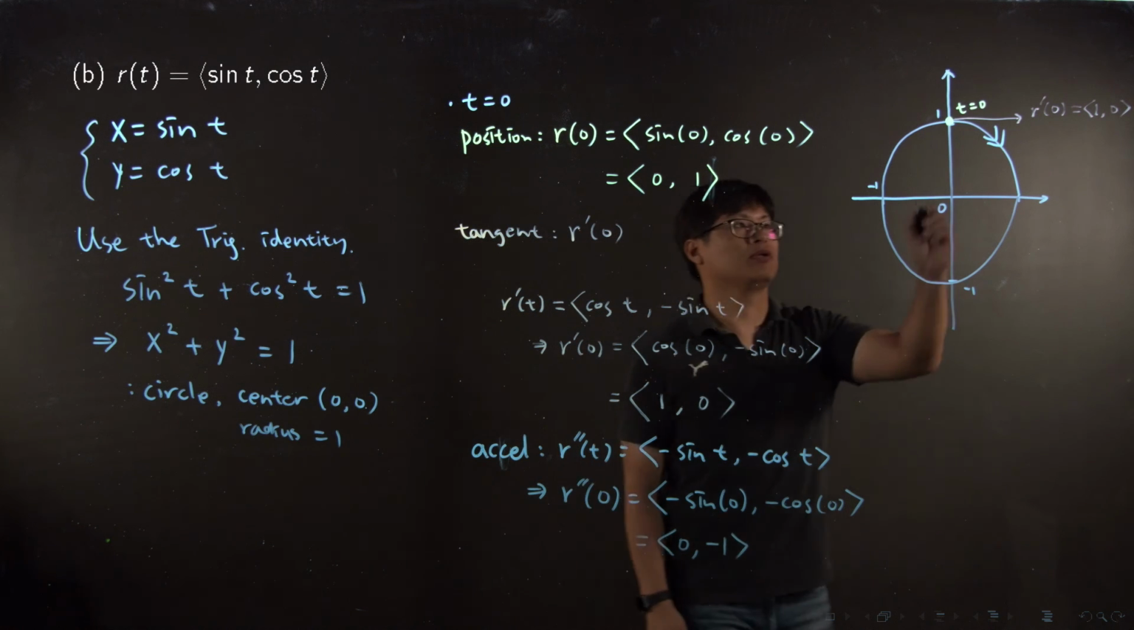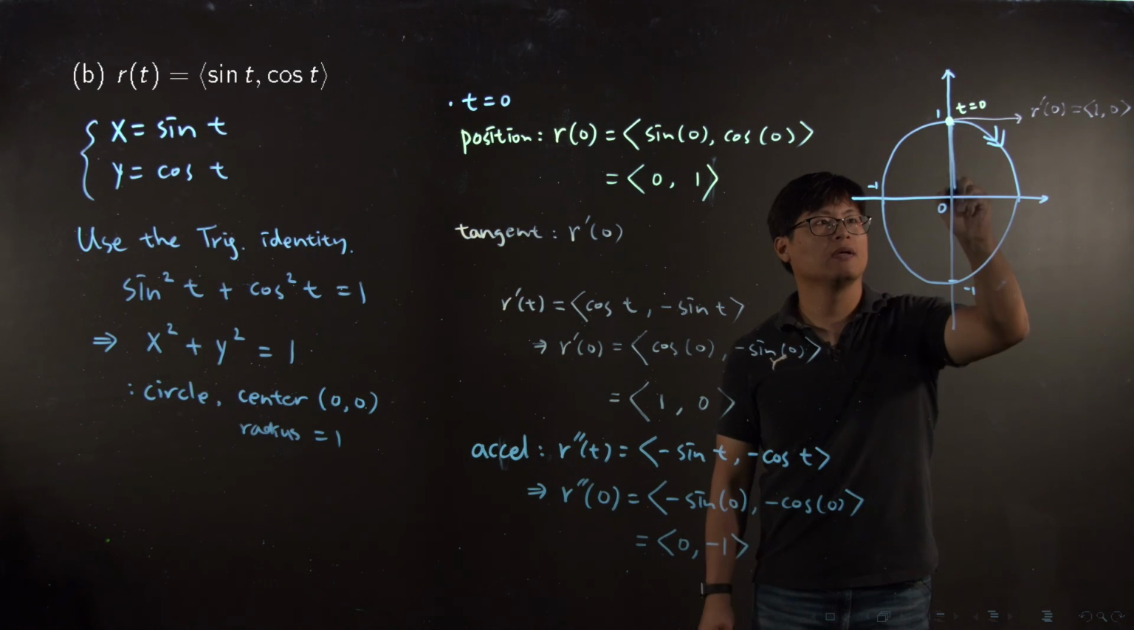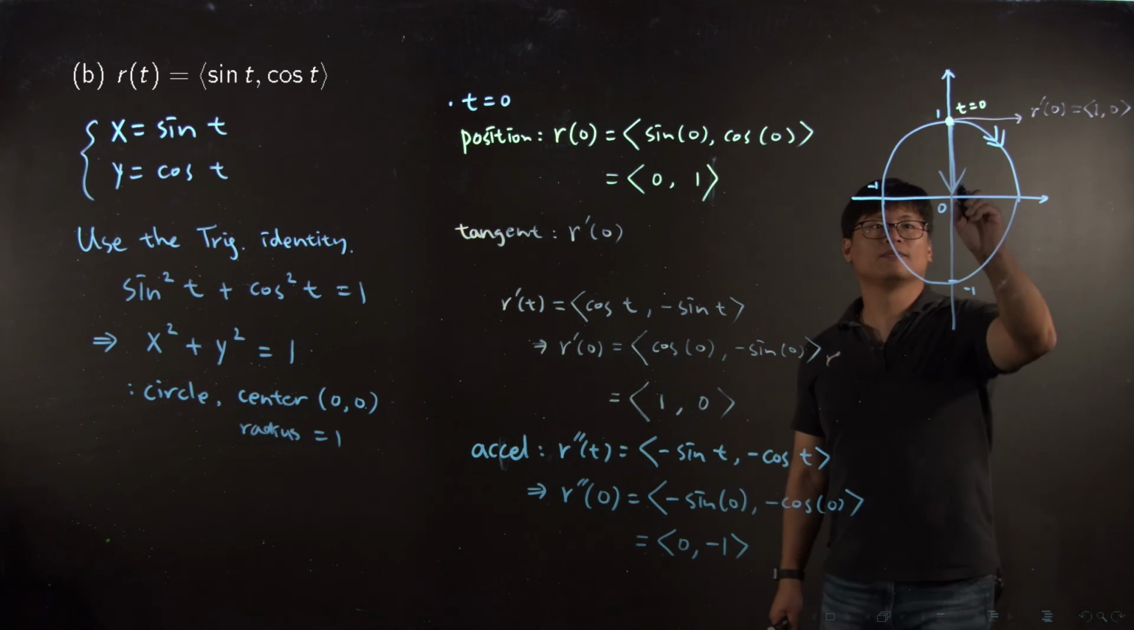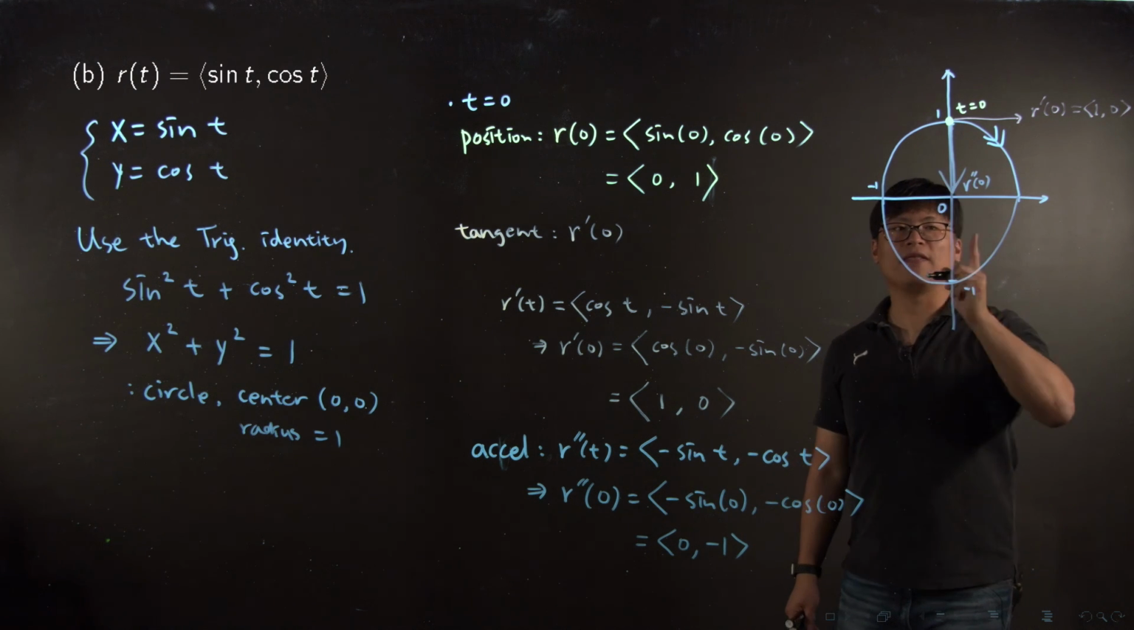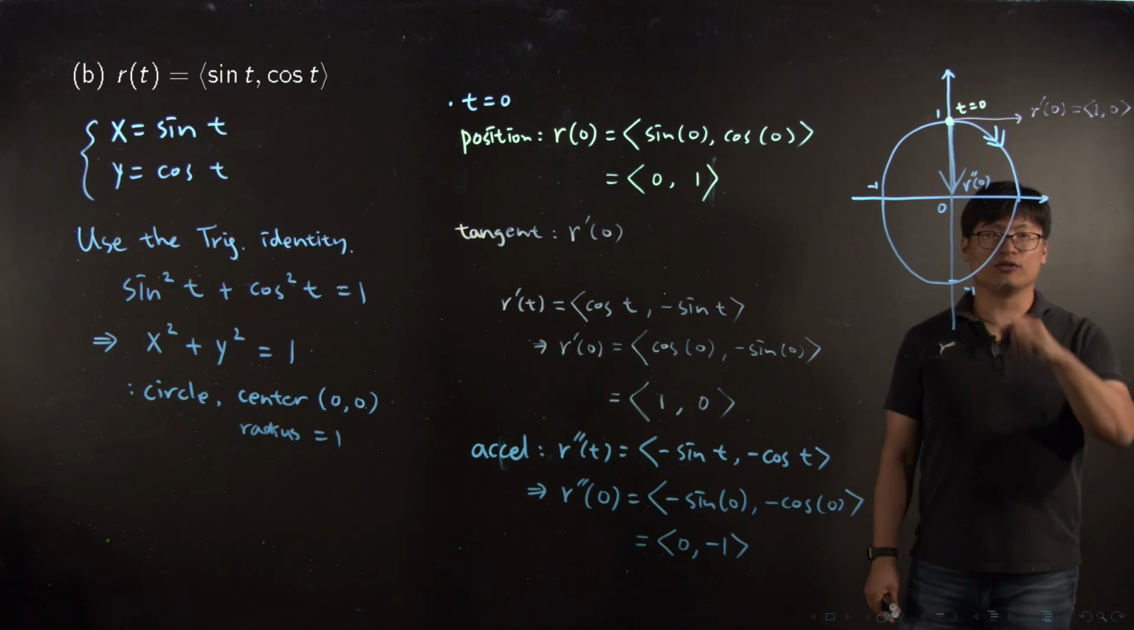What is this vector at this point? Exactly toward the center. That's exactly the first direction of your circle motion.